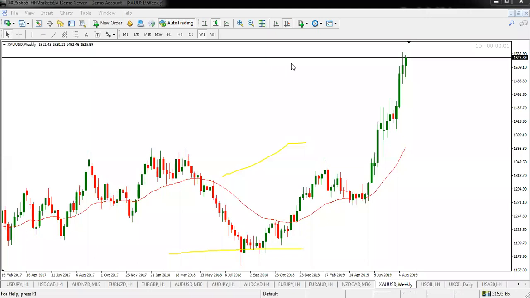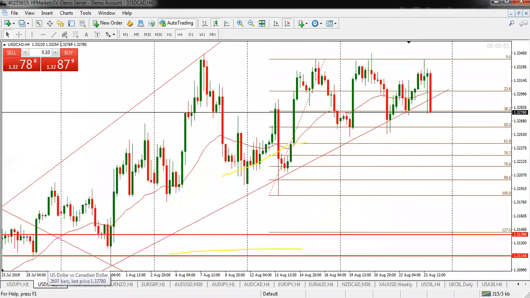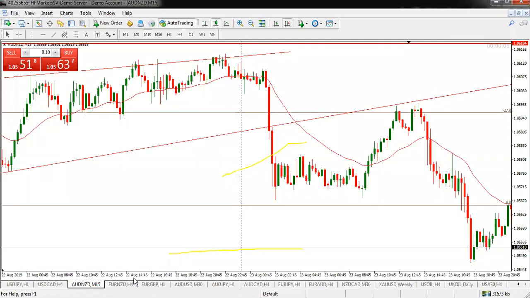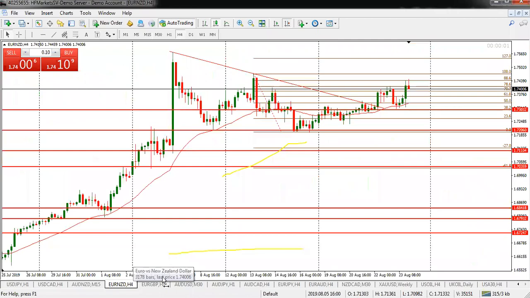So the market does not continue to go up. Nothing really goes up forever in this life. We all know that. And nothing really goes down forever. So either it's a downtrend or an uptrend, it will get to a point where it will start consolidating and start moving slow.